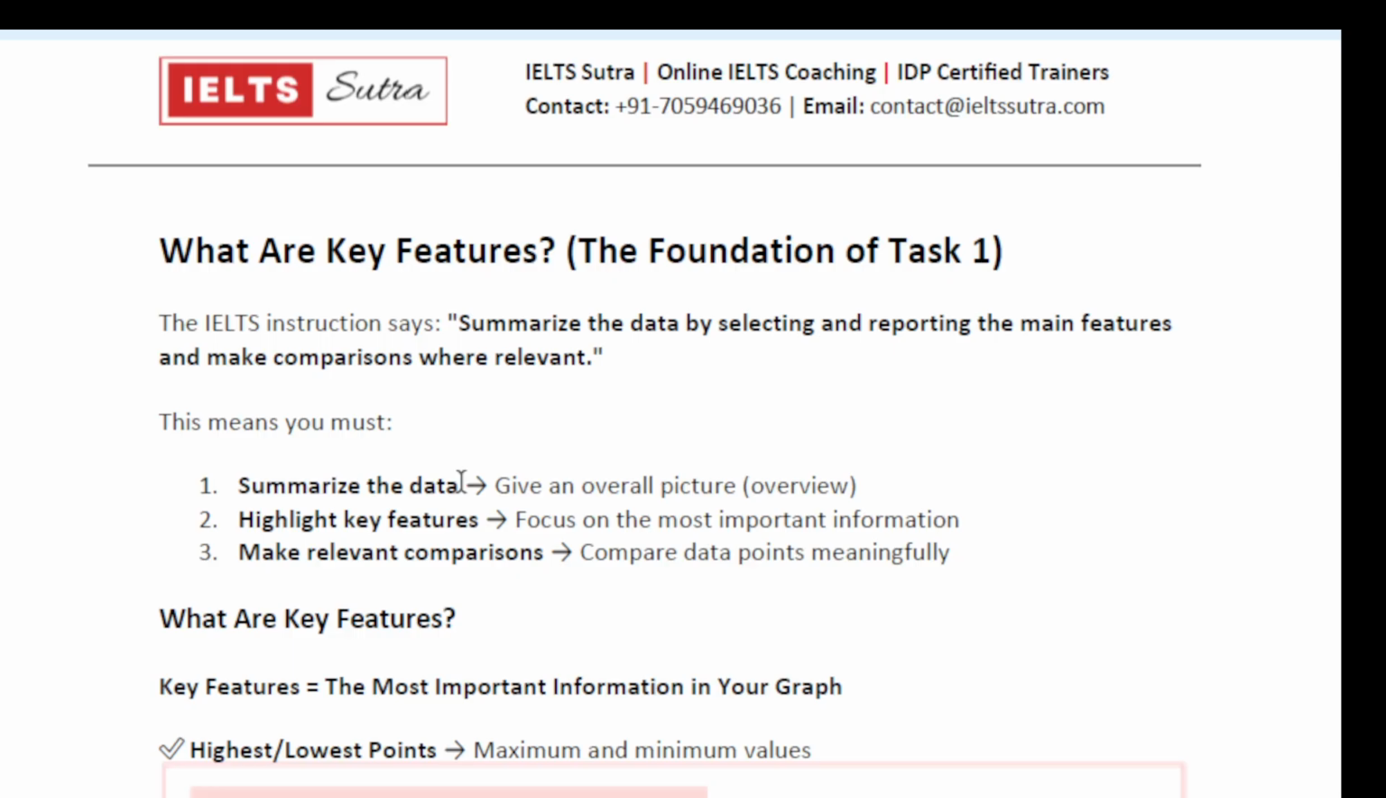Now when I say that you are supposed to summarize it, it means that you don't need to include all the details. You don't need to include all the figures, only we have to present the overall picture or the overview of the data.